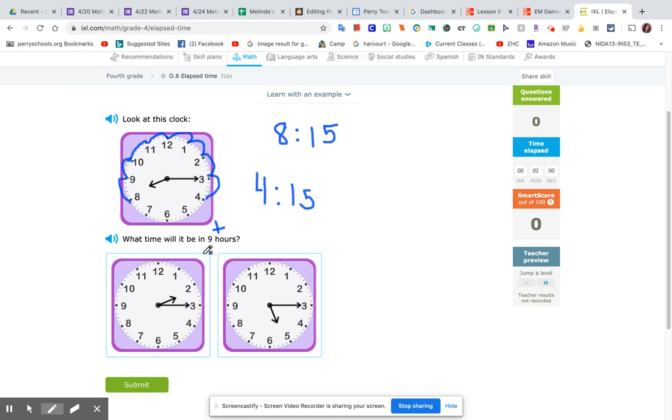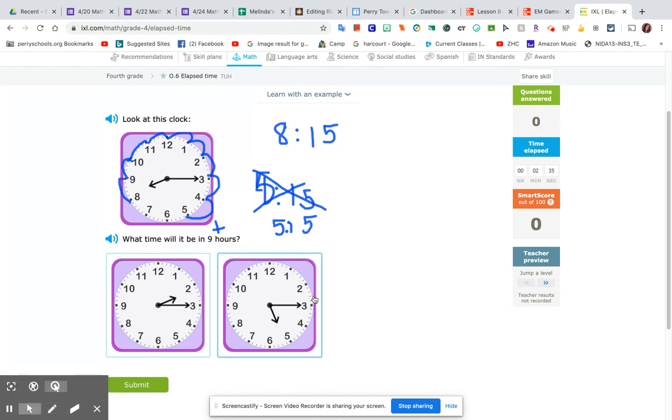Does my answer make sense? The answer is 5:15. Oh, so why? 1, 2, 3, 4, 5, 6, 7, 8. Oh, do you see why? I literally just got that wrong. I only added 8 hours. I was supposed to add 9 hours. Whew. How lucky am I that I checked to make sure my answer made sense?